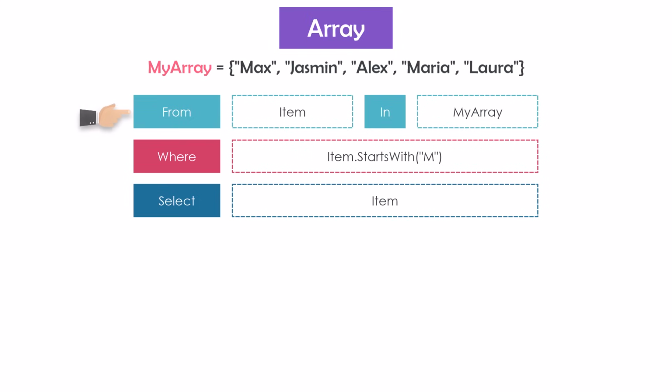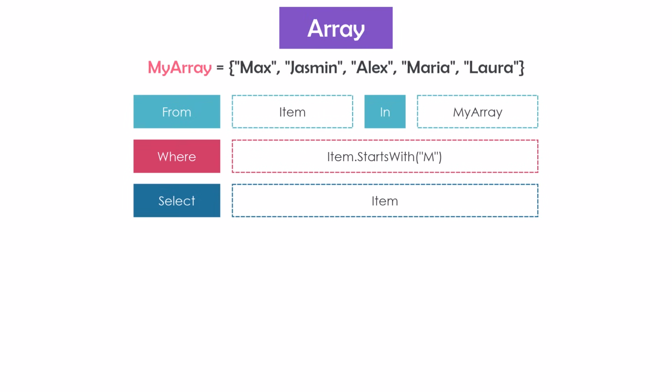I used from at the beginning of the query. After that I have two clauses, where and select. Where is to filter the data source, and select is to select something from the data source. As you see, I use the range variable in both clauses, so that I can query the data source. This query is to filter the array and get only the names, which start with the letter M.